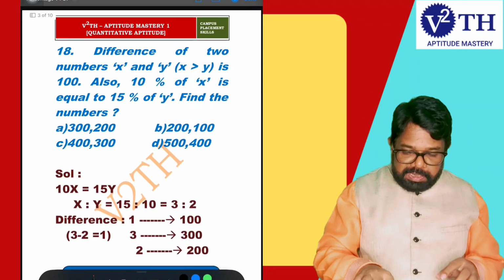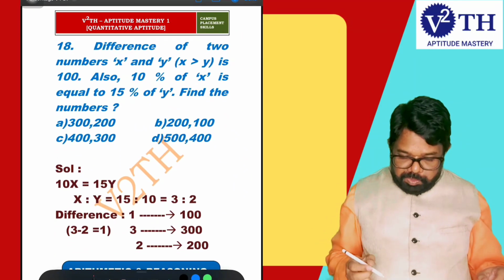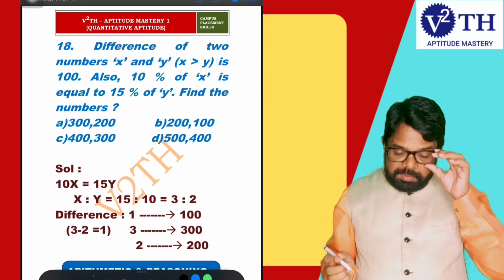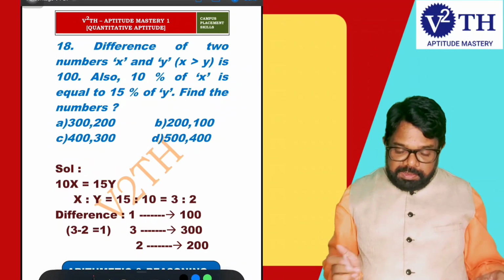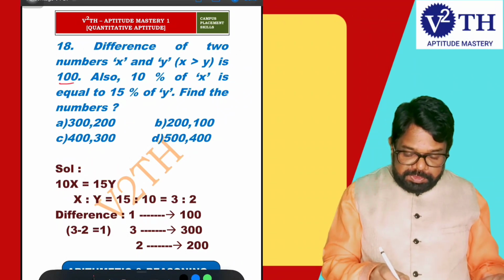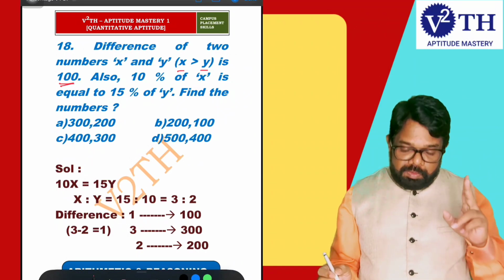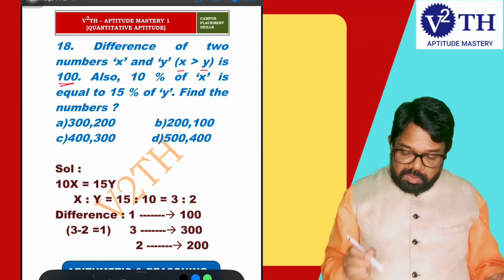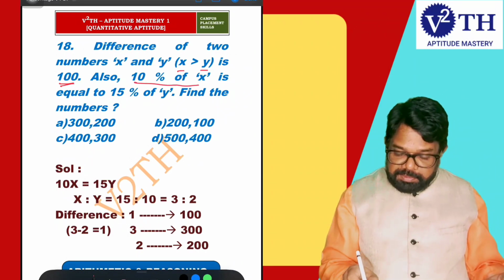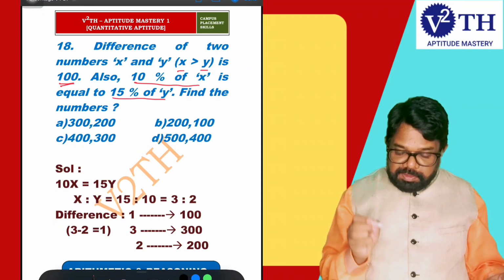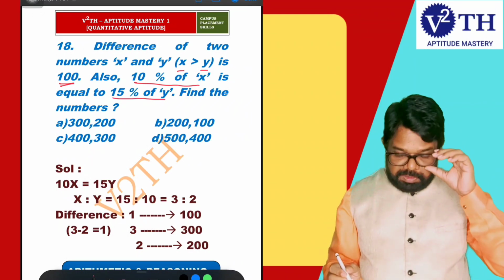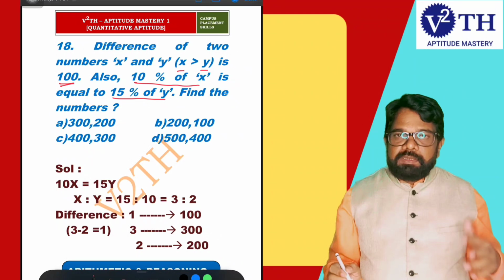What is question number 18 here? What is the clue? Difference of two numbers x and y is 100. Within brackets it is given x is greater than y. Difference of two numbers is 100. Also 10% of x is equal to 15% of y. Another clue is also given. Find the numbers. So what are the numbers?